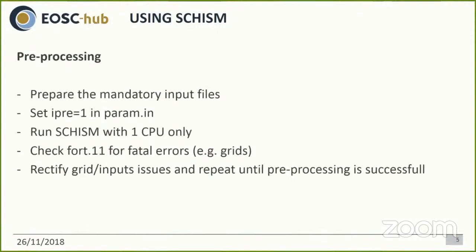You can perform a pre-processing step to check grid and input issues. For this, prepare the mandatory input files, set ipre equal to 1 in param.in, run SCHISM with one processor only, and check the file fort.11 for fatal errors concerning the grid. Rectify grid input issues and repeat until pre-processing is successful.